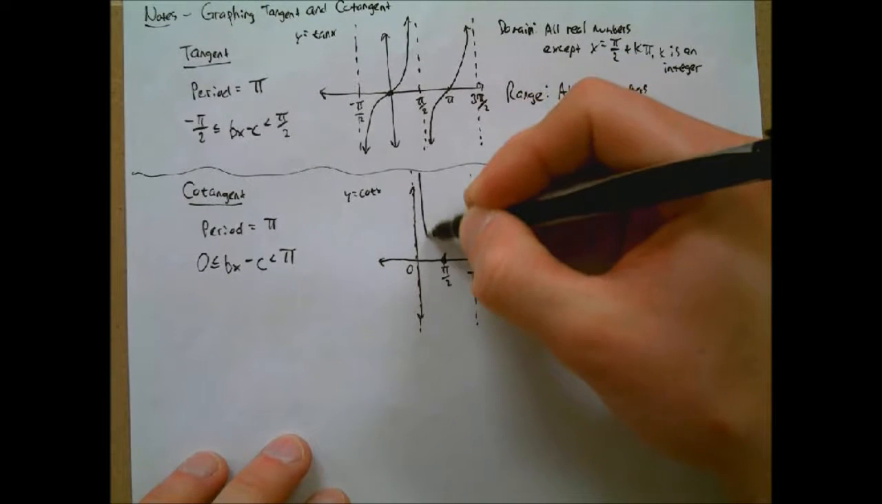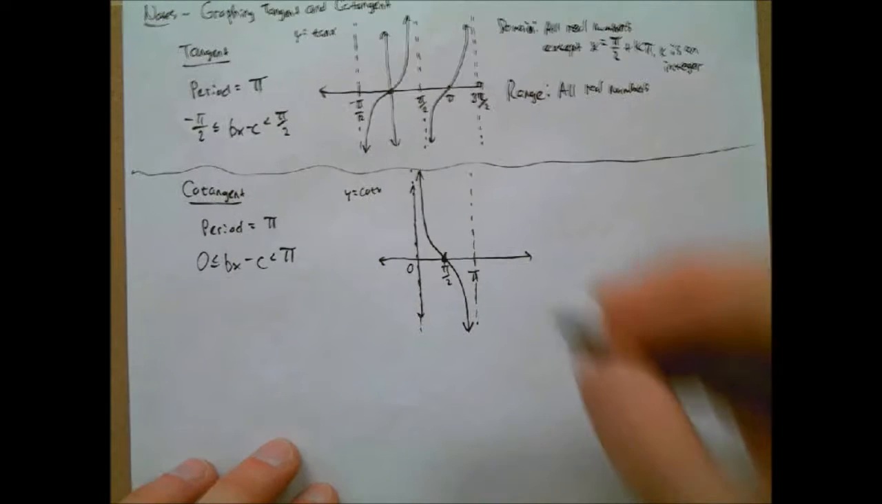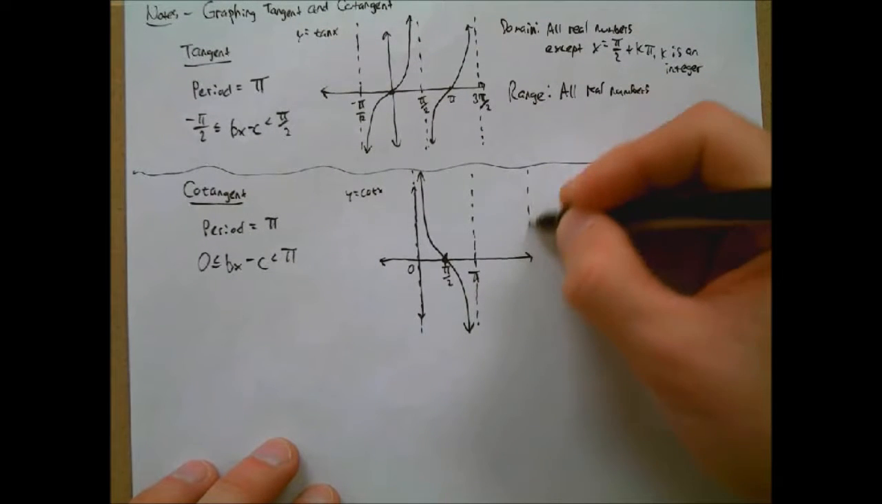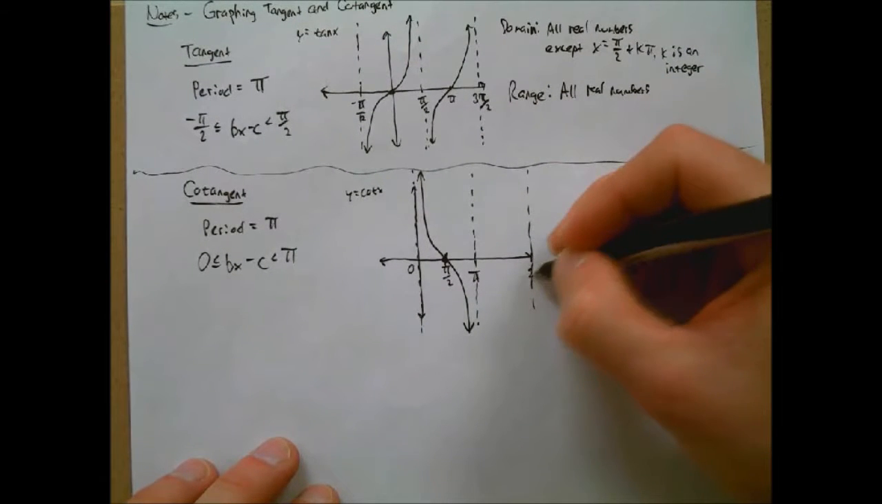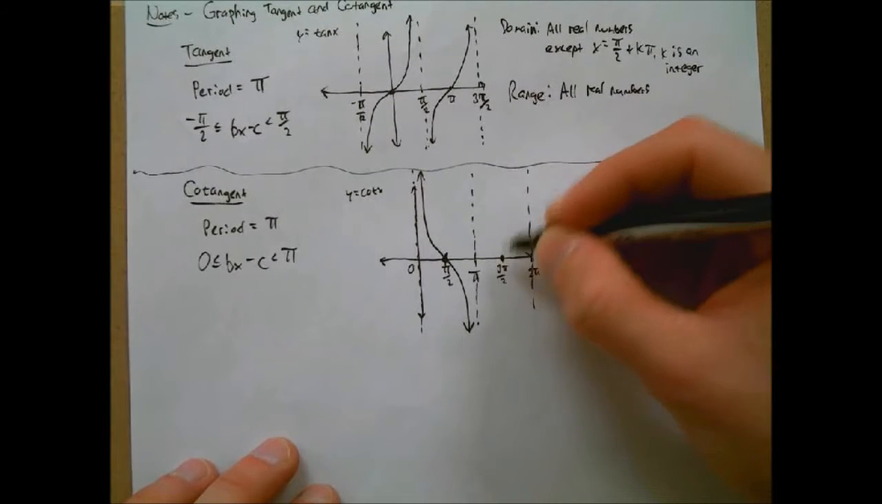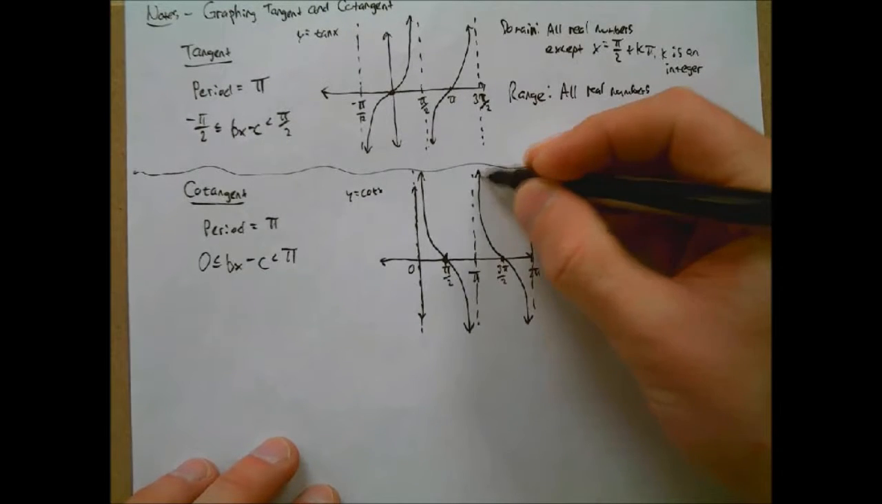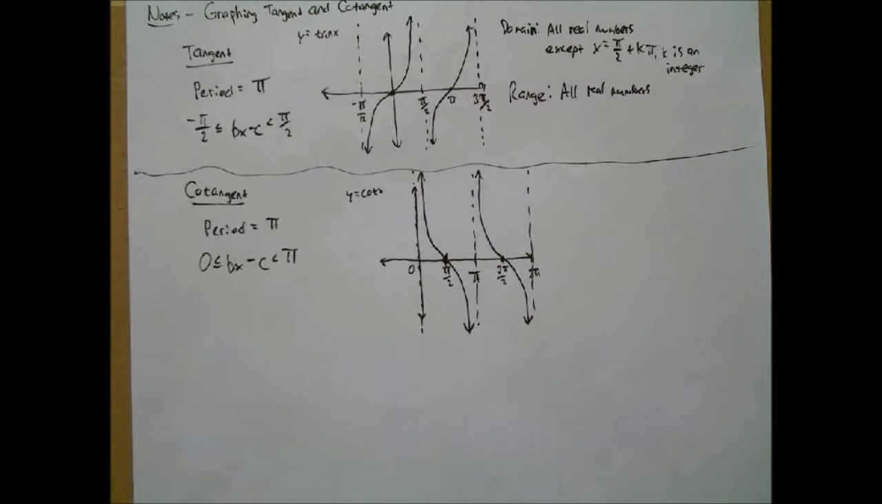Instead of increasing as we go from left to right, we're just going to decrease as we go from left to right. So it's going to look like this, and there's cotangent. And of course it repeats, so we could go out to 2 pi here, and say there's 3 pi over 2, and again that's a 0, and it would just decrease like that.